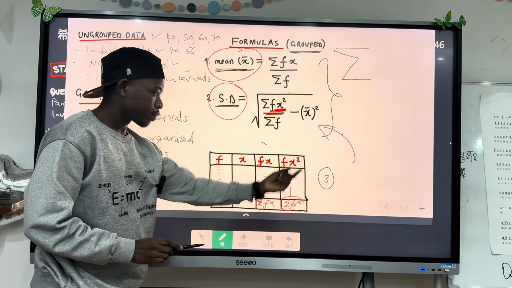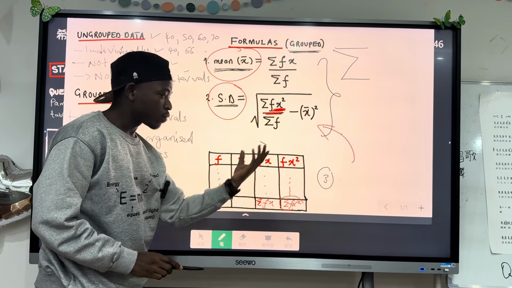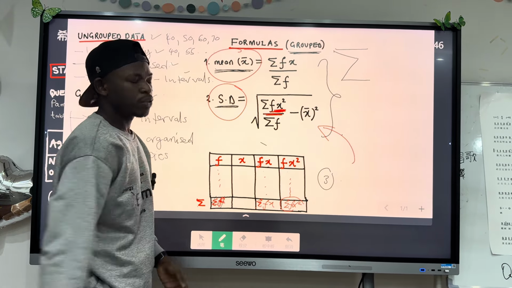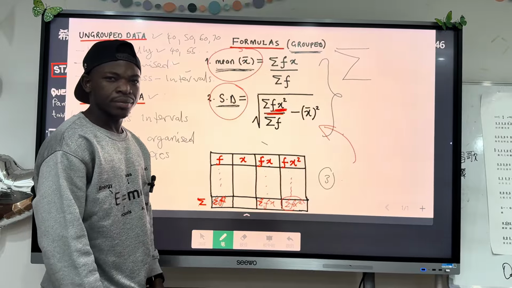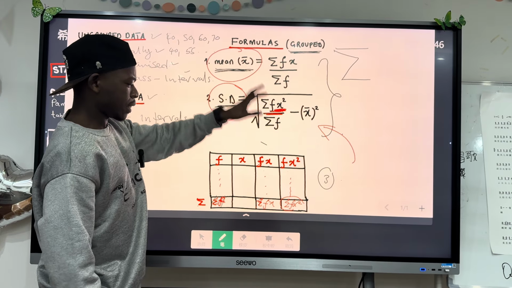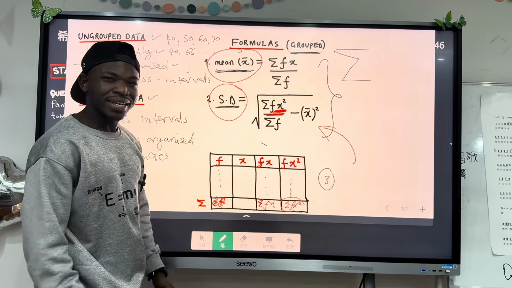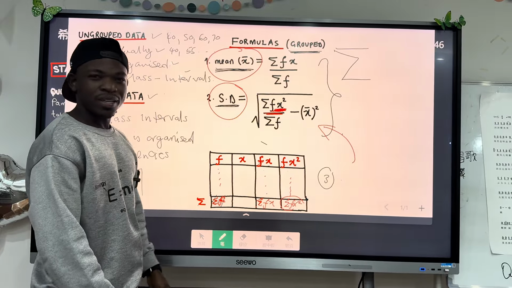So the first step, let's come up with this table. Once we come up with this table, then we come to the formulas. It will be very easy. So let's apply this data and see if we can find the standard deviation for the problem that we have today.